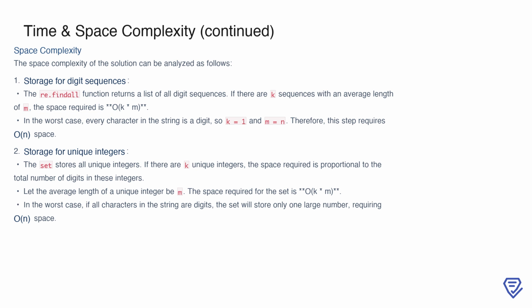Next, consider the space used by the set to store unique integers. If there are k unique integers, the space required depends on the number of digits in these integers. Assuming the average length of a unique integer is m, the space required for the set is O(k*m). In the worst case, the set contains only one large number, which requires O(n) space. So, these two components contribute to the total space complexity.